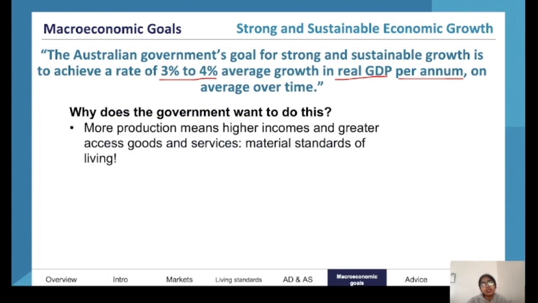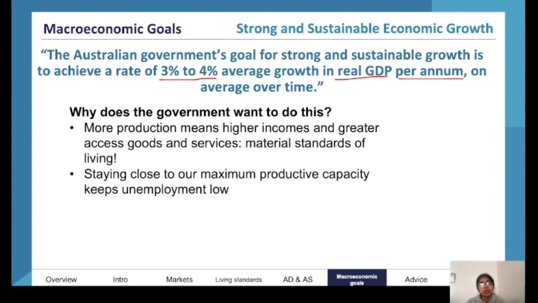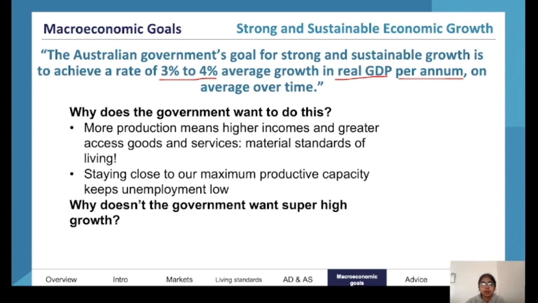Why do we want to do this? If we have a very high GDP, within that goal, it means that we have more income, more people employed, more access to goods and services, better material living standards. Obviously if we're producing more, we're hiring more people, there's more employment. More employment means that the incomes are higher and more people are able to afford different goods and services, so higher material living standard. We are close to our maximum productive capacity, so that keeps unemployment low.